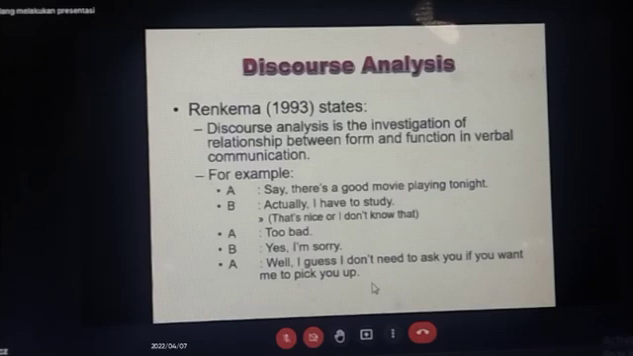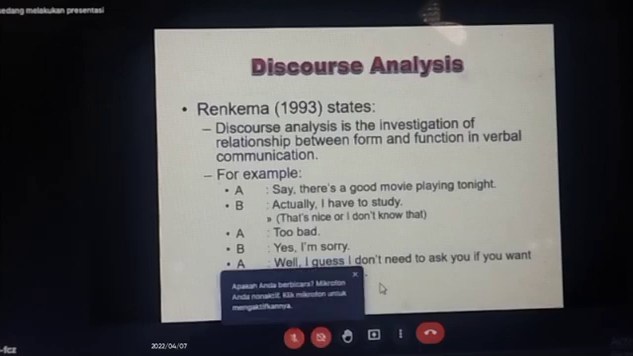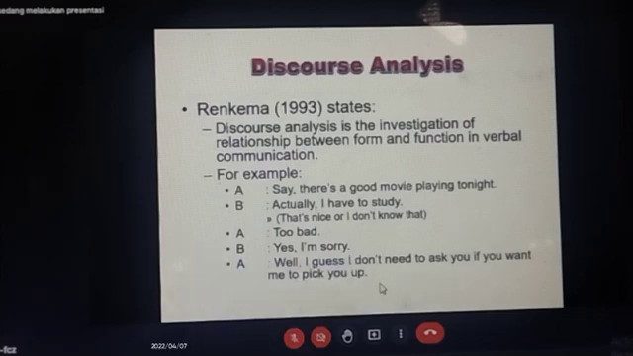Because B refused, A is disappointed, saying too bad. And then B, because B has made A disappointed, says, yes, I'm sorry. So B apologized, and so on. This is the way we try to understand the conversation. When you try to understand the conversation, you are doing discourse analysis. And one approach you can use is pragmatics, which is about how to understand the contextual meaning.